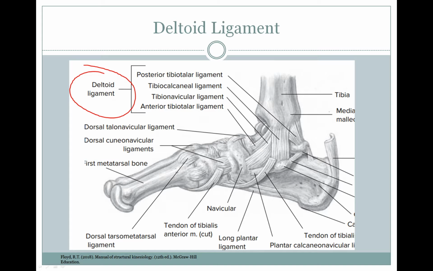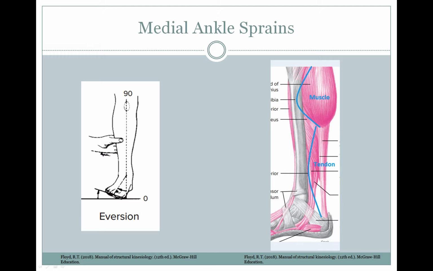Anterior means front. It connects the tibia to the talar bone. It is collectively known as the deltoid ligament because it forms a triangle shape. Delta in the Greek alphabet is shaped like a triangle. Thus, the deltoid ligament, oid meaning like, it is triangle-like. This deltoid ligament is what gets sprained in a medial ankle sprain.